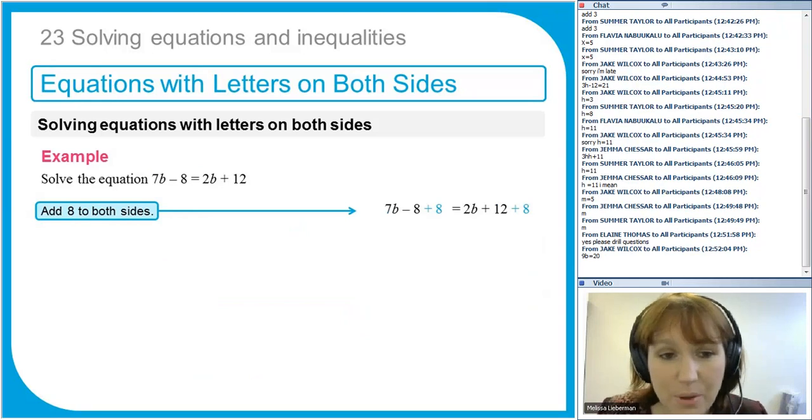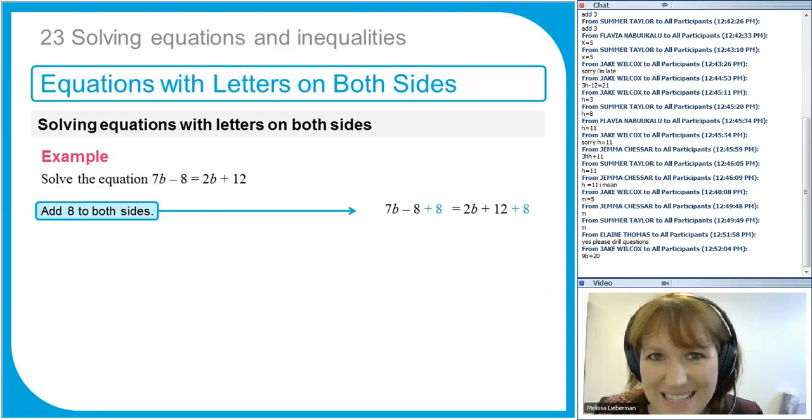So if we add 8 to both sides, remember we don't want this minus 8 here. So we're going to add it to the other side to get rid of it on that side. So that will leave me.